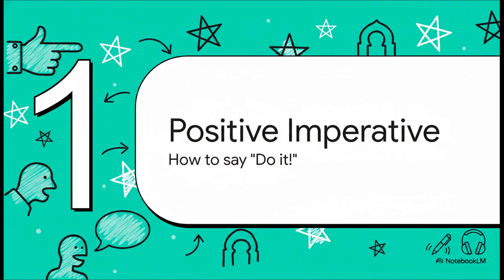Okay, first up, the positive imperative. This is how you tell someone to do something. Your go, your write, your listen. And you might be thinking, oh boy, grammar. But honestly, the rule in Darija is surprisingly simple.